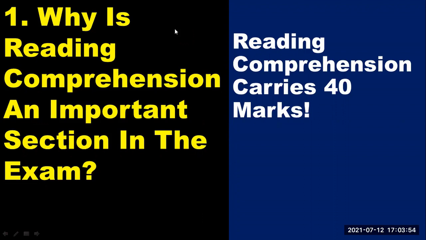40 marks, all right? Other aspects of the theory parts include essay writing, which carries 50 marks, followed by comprehension, which carries 40 marks, and then summary writing, which carries 30 marks. Altogether, you have 120 marks in the theory section. All right, so you can understand that it is really a very important section.